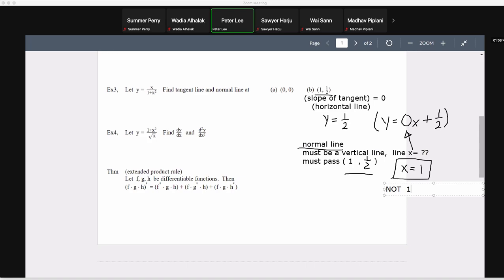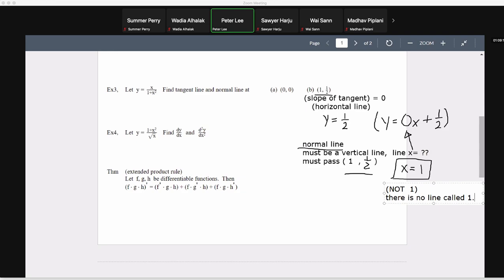There is no line called 1. When you say the normal line is x equals 1, we are talking about the equation x equals 1. It's not 1, it's x equals 1. Is that clear? So don't tell me the line is 1. There is no such line. There's a line called x equals 1.